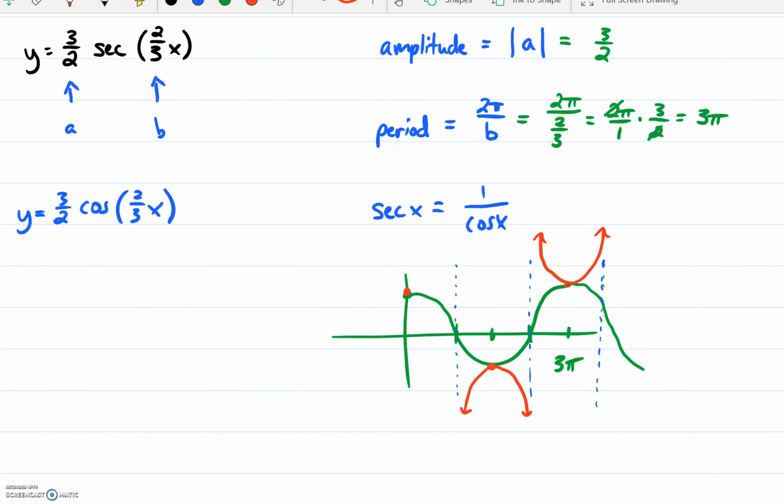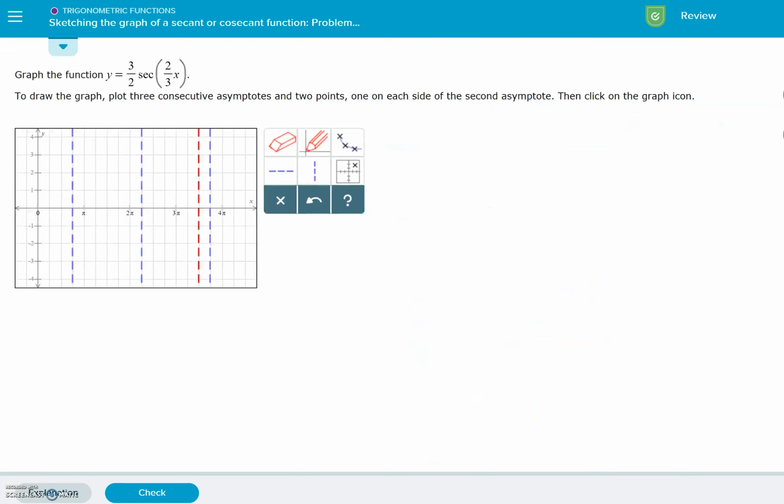So let's go back over there. We need to figure out what these points are, but we already know that because those points are meeting, they run into the place where we have our 3 over 2 cosine of 2 over 3x. And so that point right there, here I'll show you over in Alex, we know it's going to be right here. That's going to be at 3 pi over 2, and it's going to be at the point negative 1.5 because our amplitude was 3 over 2 or 1.5.